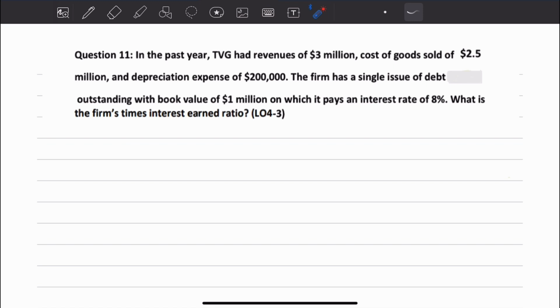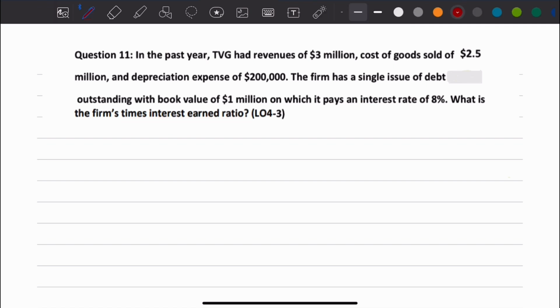It says, in the past year TVG had revenues of 3 million, cost of goods sold of 2.5 million, and depreciation expense of 200,000. The firm has a single issue of debt outstanding with book value of 1 million, on which it pays an interest rate of 8%. What is the firm's times interest earned ratio?